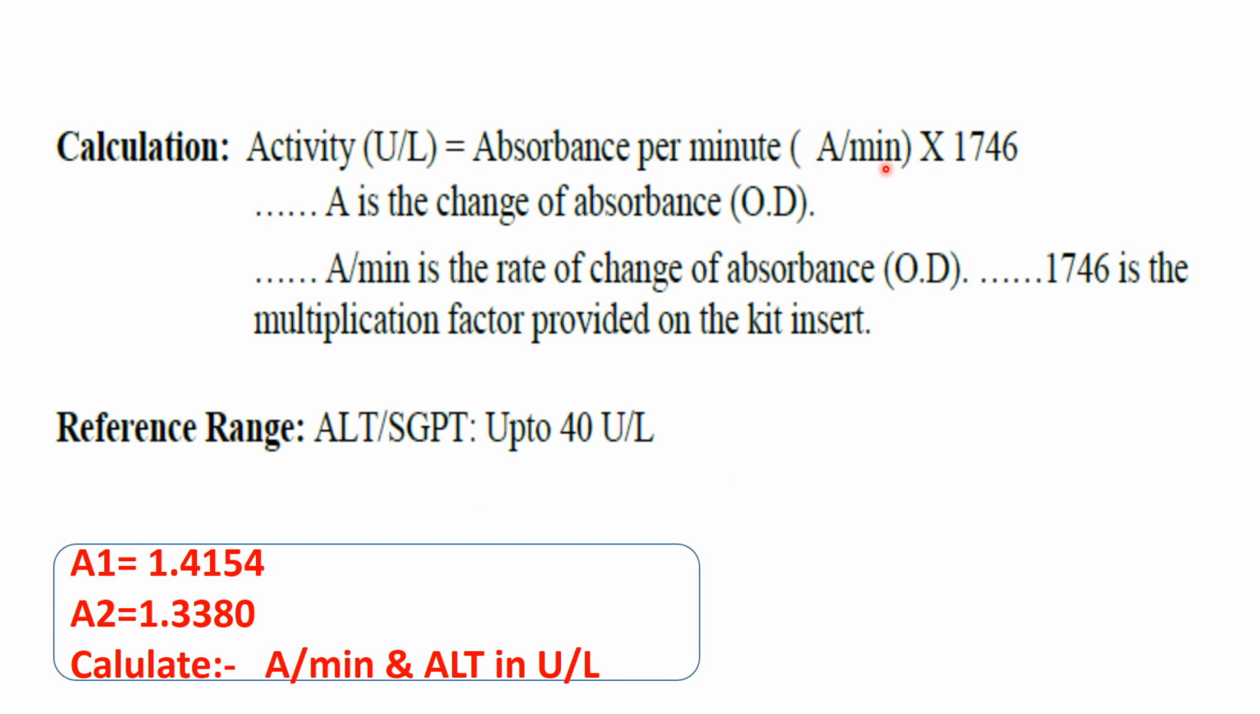Now we will calculate the absorbance per minute, multiply it with the factor, and then finally we will get the result. This factor is provided by the kit supplier after standardizing, so we do not need to run the standard, and we just have to multiply the absorbance per minute by this factor and we'll get the answer. The reference range of ALT or SGPT is up to 40 units per liter.